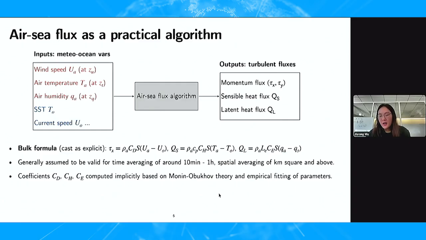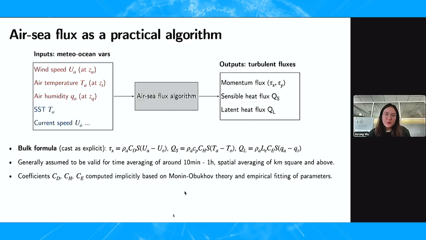So if we take that and look at the air-sea flux as a practical algorithm, how people usually call it in a coupled atmosphere-ocean model, basically your inputs will be the surface meteorological and ocean variables. This includes your wind speed, atmospheric temperature, and humidity at the bottom grid. And from the ocean, you take mostly SST, but sometimes you can also include current. And you pass them through the algorithm, and it gives you the turbulent fluxes: the momentum, sensible, and latent heat fluxes.